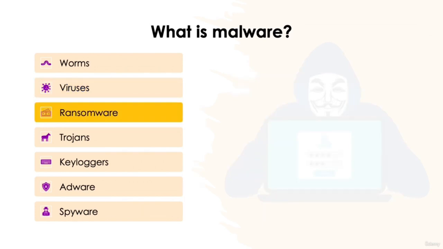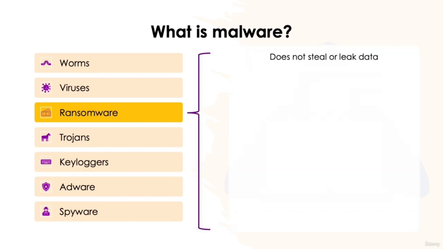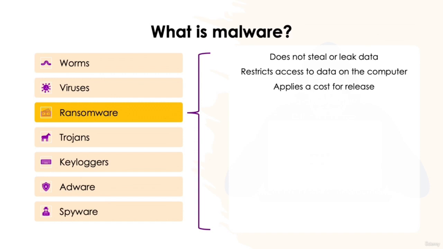Ransomware is a slightly different type of malware in the way that it acts. Its intention is never to leak data or steal information. In fact, typically ransomware never takes the data off your computer or network at all. In a ransomware attack, a hacker will install malicious software onto the target computer, which will restrict access to other data on the device and apply a cost for releasing these restrictions, essentially holding us to ransom.